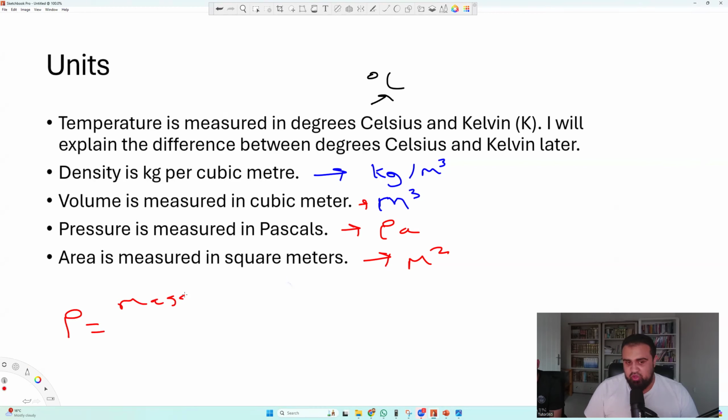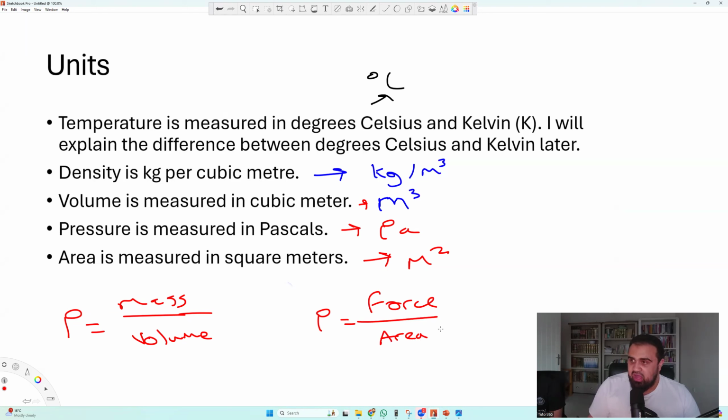These are the units. So when I tell you density, which is rho, is equal to mass over volume, the mass is in kilograms and the volume is in meters cubed. When I tell you pressure is equal to force over area, area is measured in meters squared. So if your question tells you the area is 10 centimeters squared, you're going to have to convert.